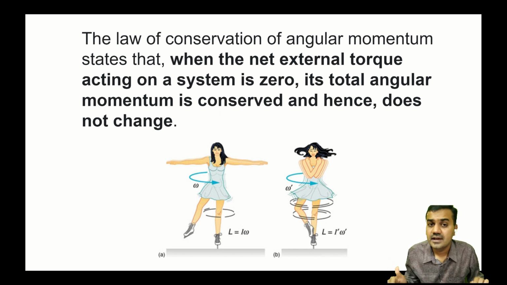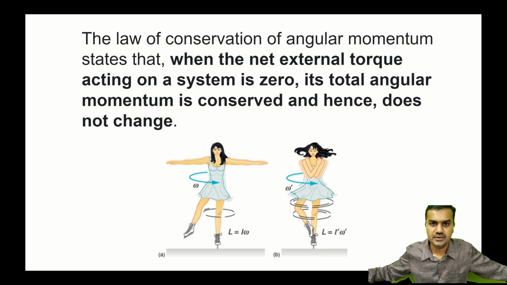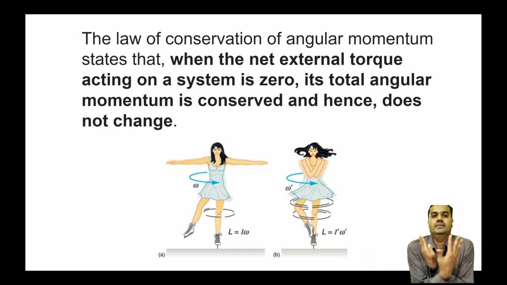Definitely it is due to the conservation of angular momentum. When you spread your hands very wide and rotate, your angular velocity is small. But if your position is like this, you have decreased the moment of inertia, and automatically your angular velocity increases.